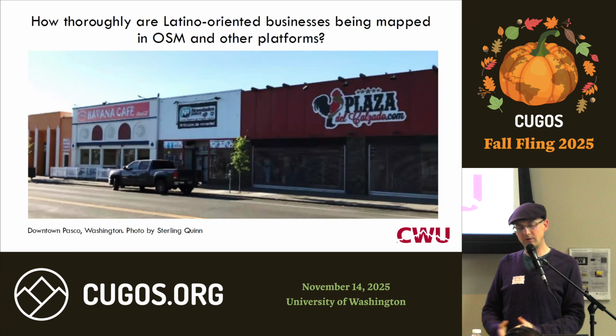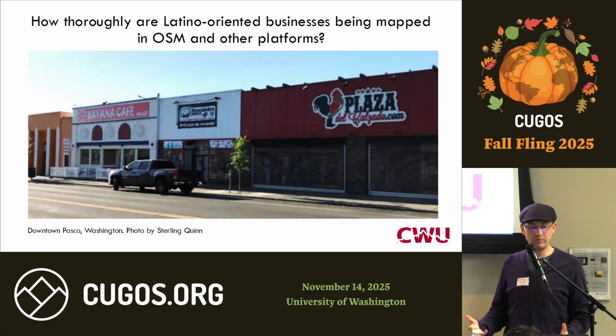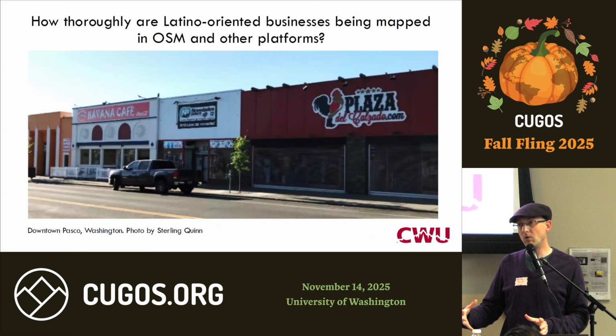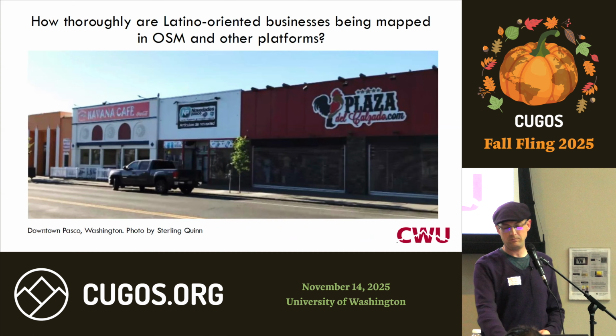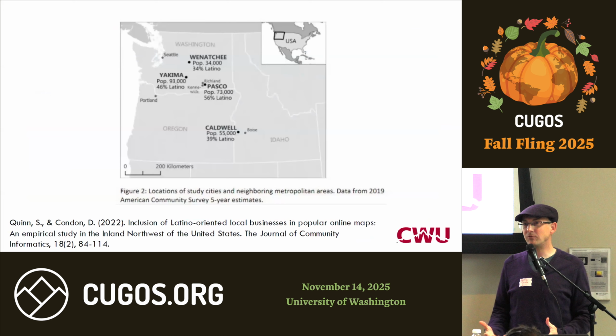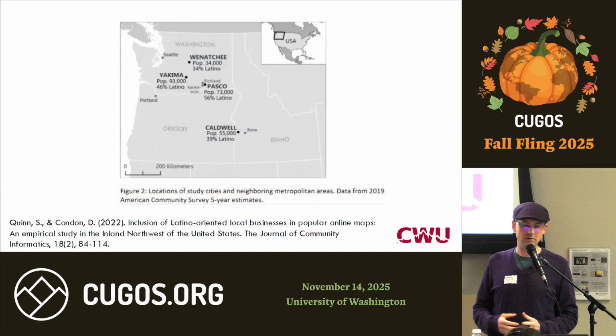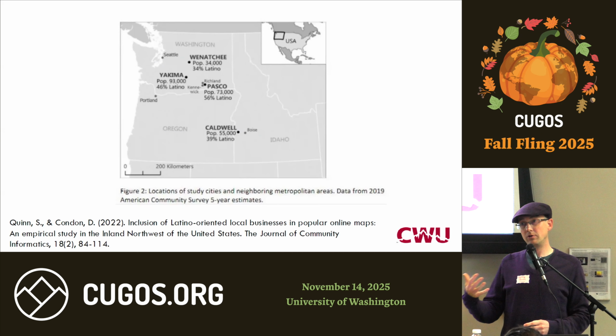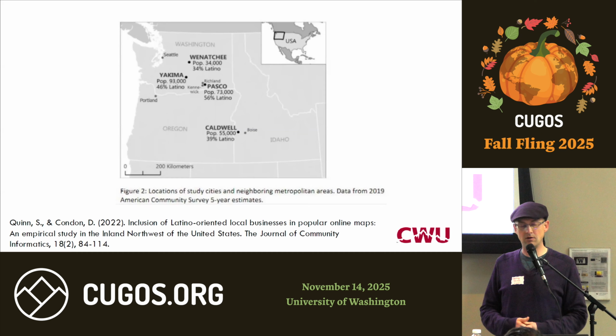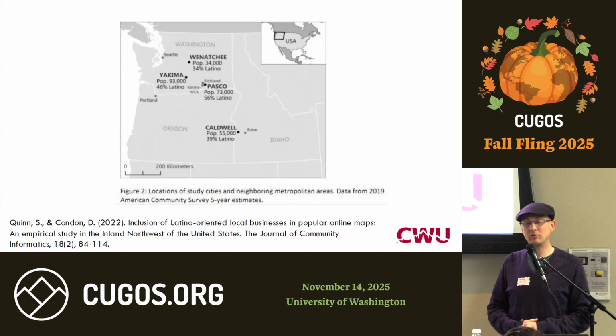Another research project students were involved in, this one was more recent. We wanted to look at representation of local businesses in OSM, in particular those that are operated by or that cater to Latino communities in the inland Northwest. Here's a picture of downtown Pasco where there are many such buildings. So how thoroughly are those being mapped in OSM as well as other platforms? And we selected 4 cities. These are 4 cities that had over 30,000 people and over 30% residents identifying as Hispanic or Latino. So Yakima, Wenatchee, Pasco, and Caldwell.